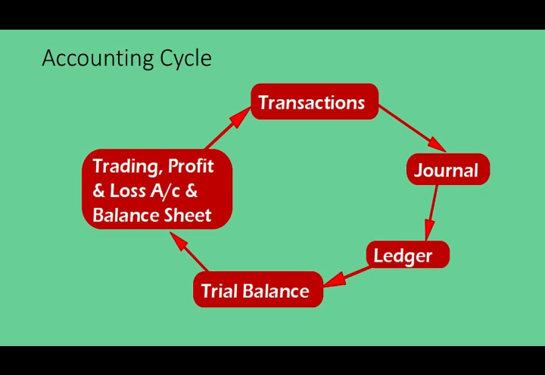In accounting cycle, the first step starts from transaction, which means we record the events which can be converted into monetary terms. Next is journal. Journal is recording the transactions in a sequential manner. Next is ledger. Ledger is classification or categorizing the records in groups. Next is trial balance. Trial balance calculates the balance between the debit and credit side.